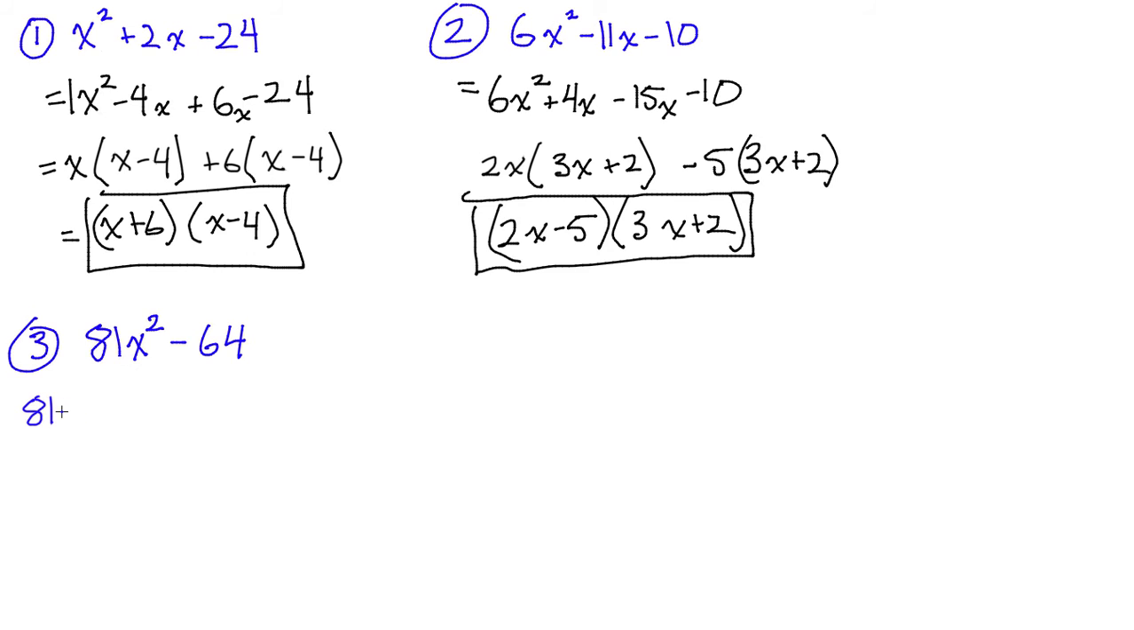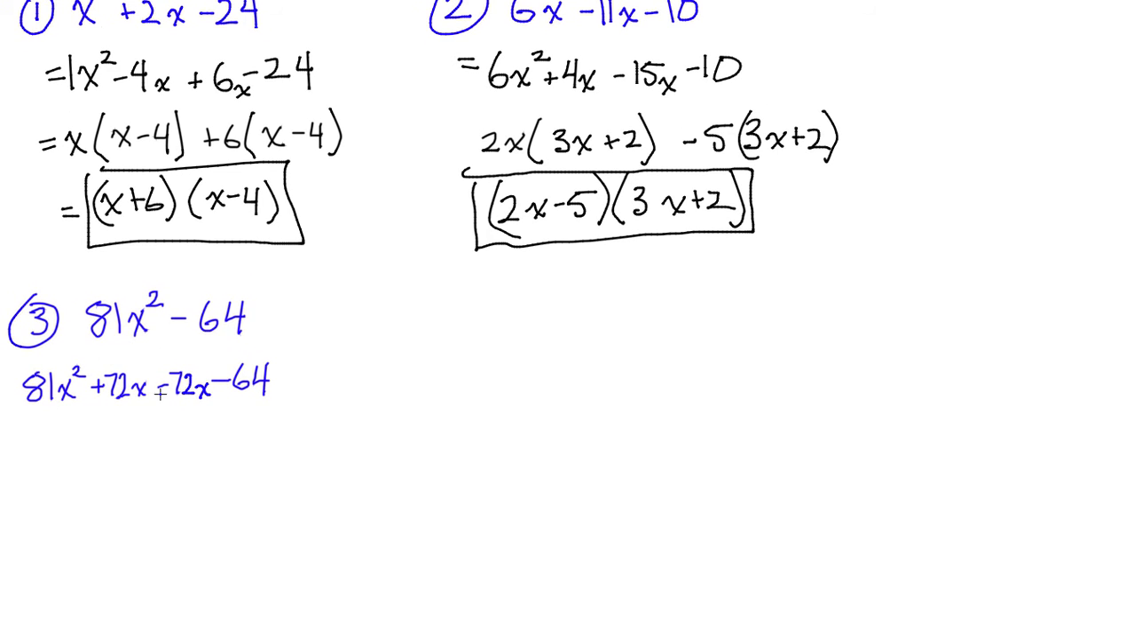81x squared minus 64. Now these two numbers that I find here and here have to cancel each other out, so they should be the same number but opposites. The way that you do that is you kind of cheat a little bit. Take the square root of both those numbers and multiply them together. The square root of 81 is 9, the square root of 64 is 8. 9 times 8 is 72, so it's going to be plus 72x minus 72x. You just put negative with negative, positive with positive at this point.